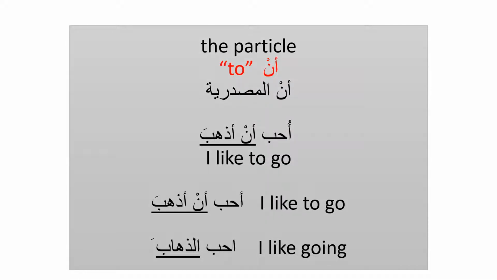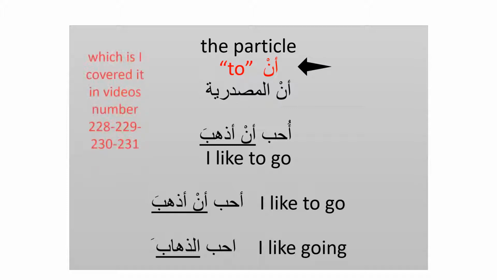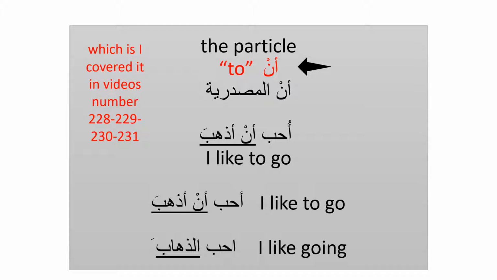The particle أن, which means to, we call it أن المصدرية. I have talked about أن المصدرية and the verbal noun in my previous video. If I were you, I would go back and review all these videos before you start listening to this one. Now when I say أحب أن أذهب, أن here we call أن المصدرية, which means to. Now let's use it one time with the present tense and one time with a verbal noun. أحب أن أذهب, I like to go.